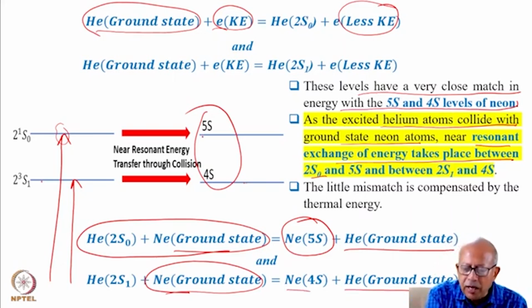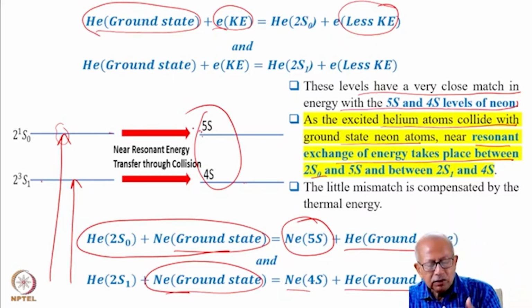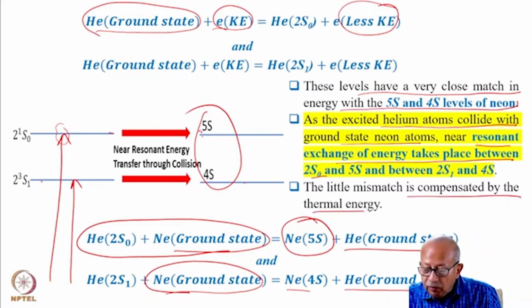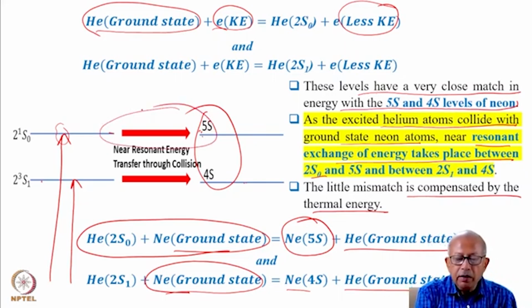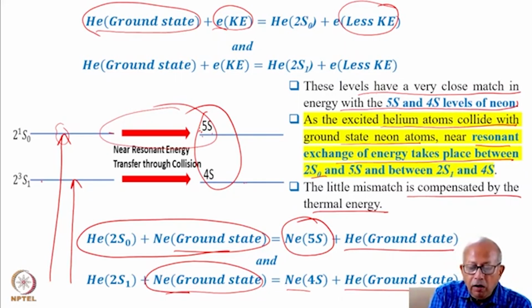And any little mismatch of this energy, it may not be exactly the same, a slight mismatch, will be compensated by the thermal energy, which is always present, omnipresent, except when the gas is at 0 degrees Kelvin. Such collisions are extremely fast and probable because they are almost resonant.